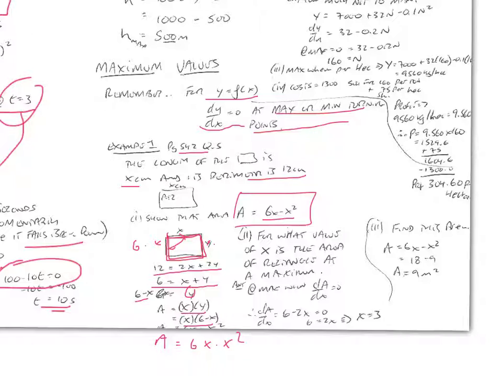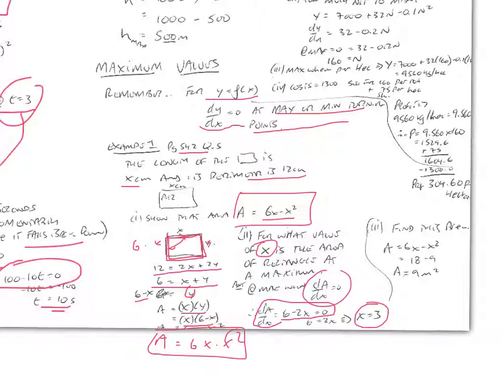For what value of x is the area of the rectangle at maximum? Well, it's at a maximum when dA/dx, this is A, the function A, so dA/dx is equal to 0. So if A is 6x minus x squared, then dA/dx is 6 minus 2x, okay? And all that's equal to 0, which tells us that x must be equal to 3. So that's the value of x at which the area is at its maximum.